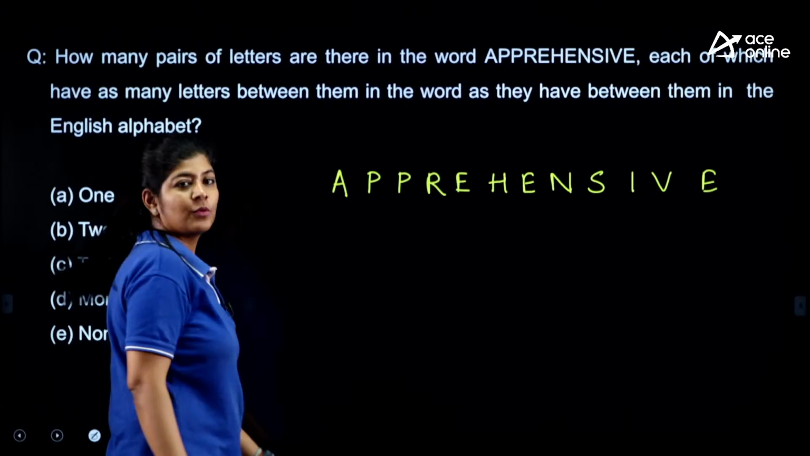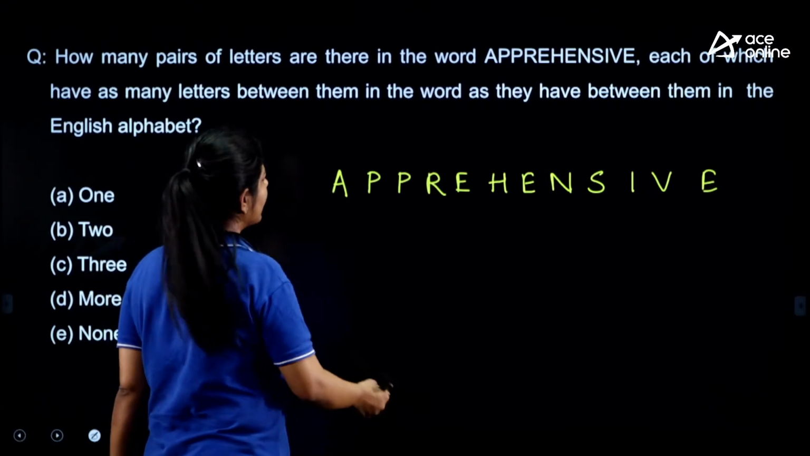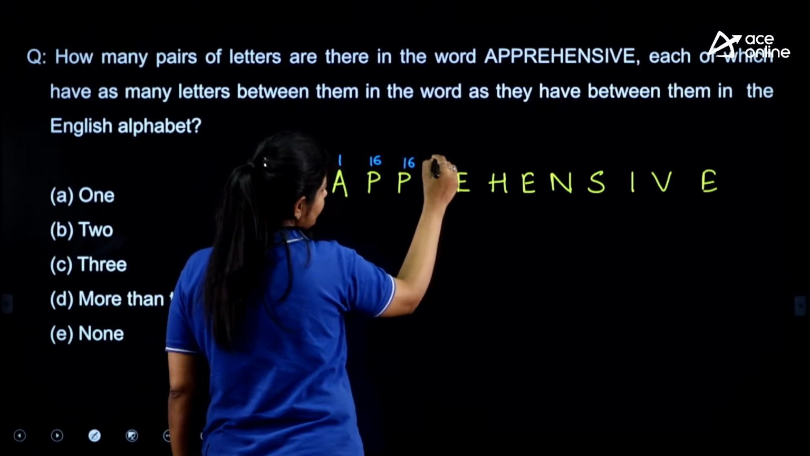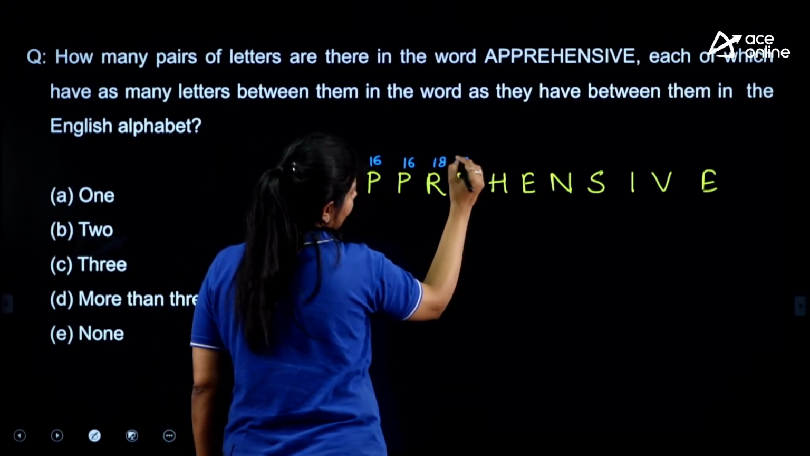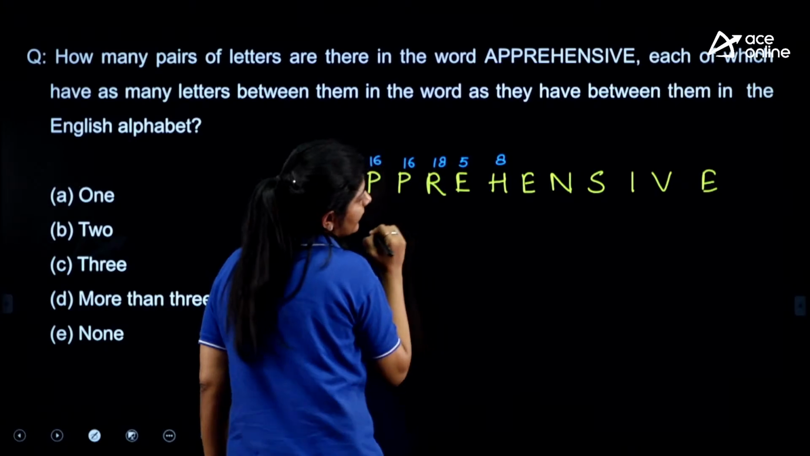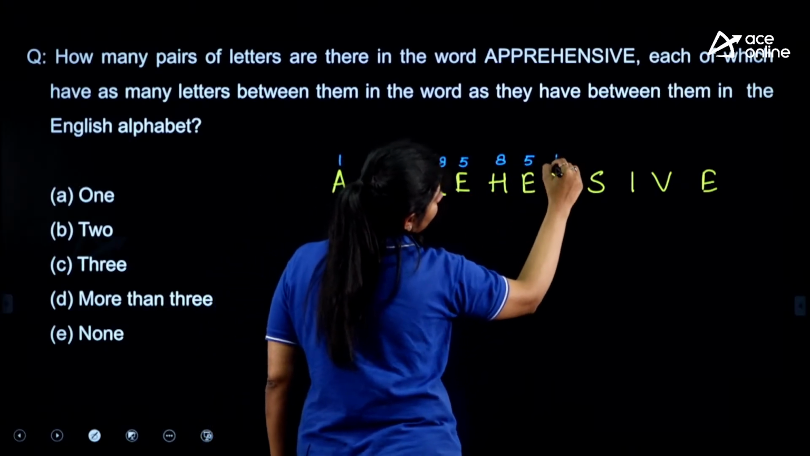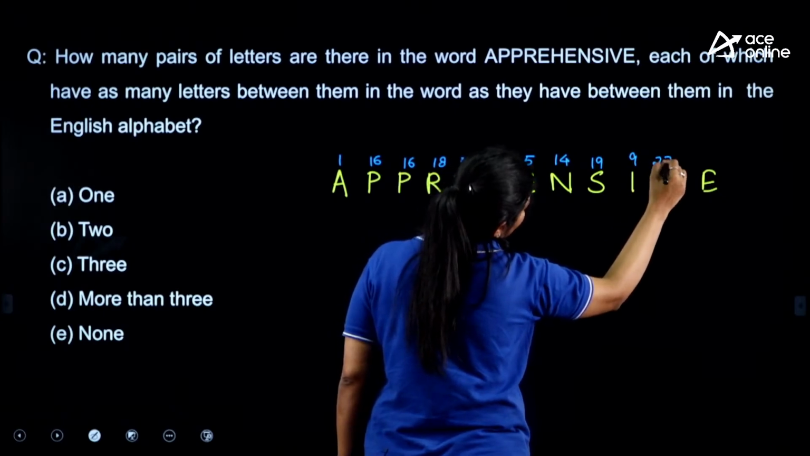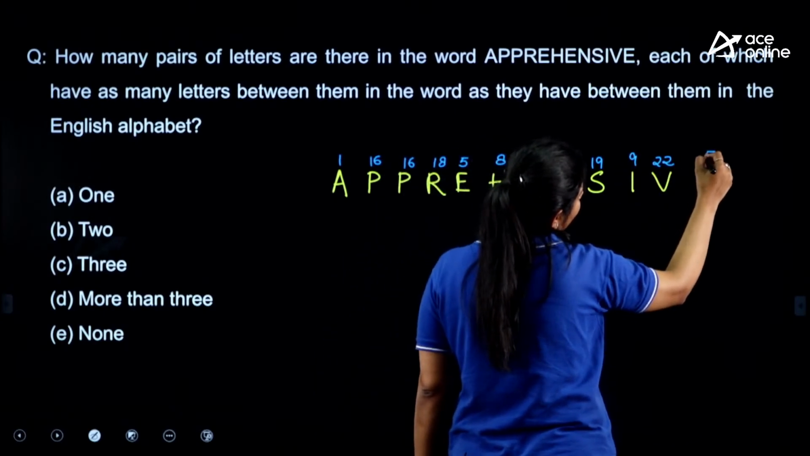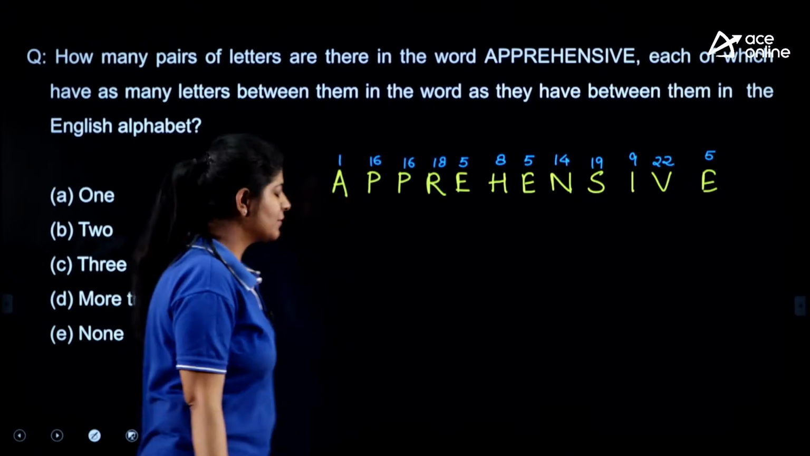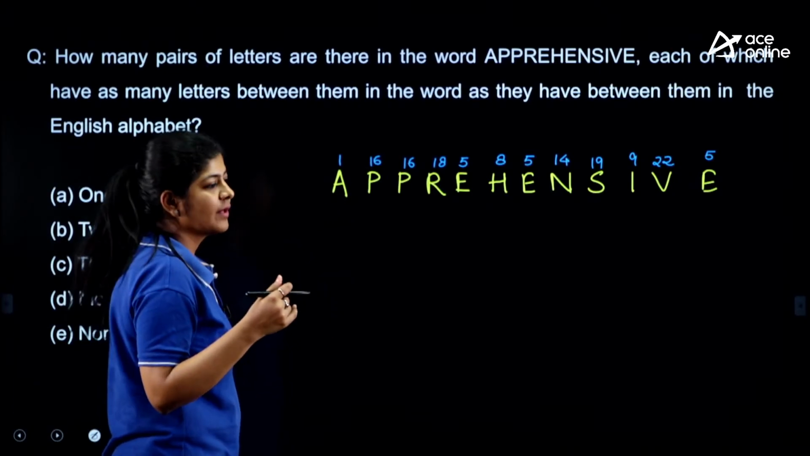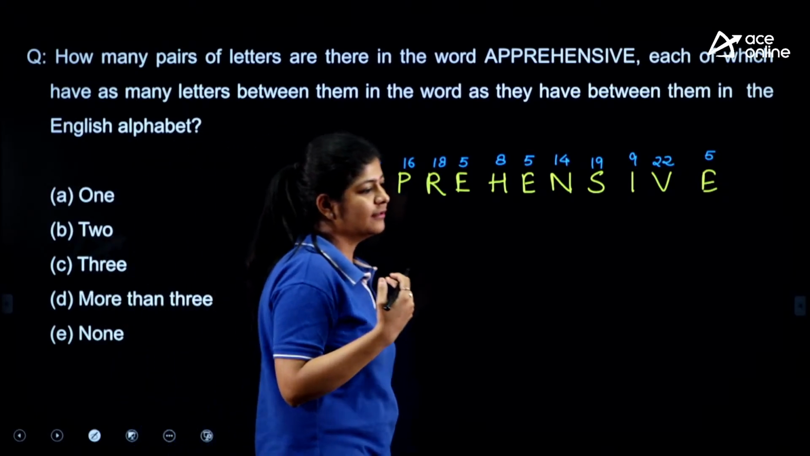How are we going to approach this? First, we are just going to write down the associated numbers: 1, 16, 16, 18, 5, 8, 5, 14, 19, 9, 22 and the 5. Now, the next step is that we simply have to calculate the difference, and we will start with the first letter.